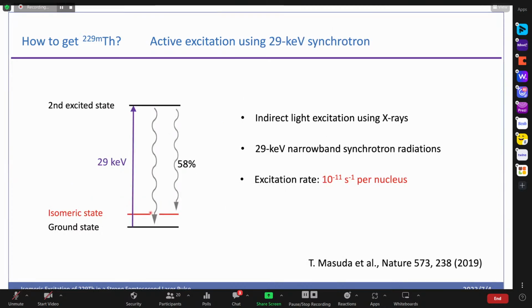An alternative excitation method was demonstrated using 29 keV synchrotron radiation to excite the nucleus from the ground state to the second excited state, which then decays preferably into the isomeric state. The excitation rate is 10 to the minus 11 per second per nucleus.